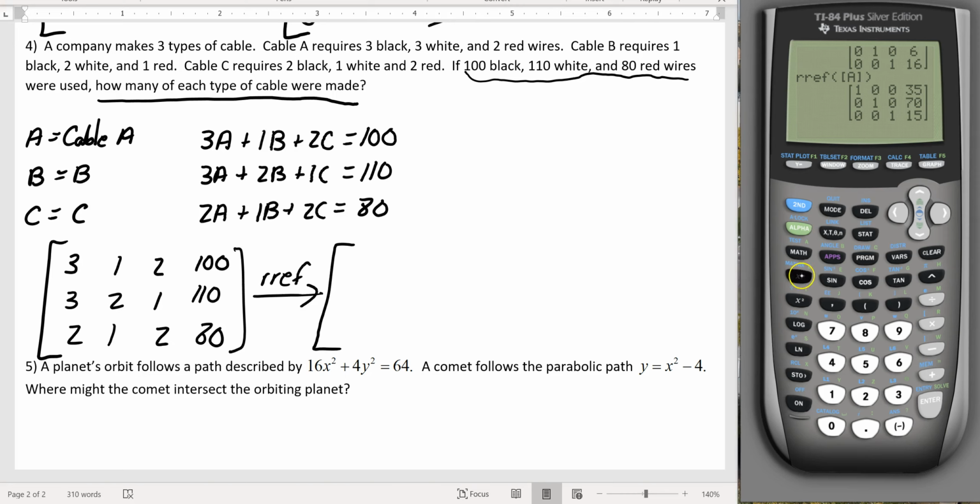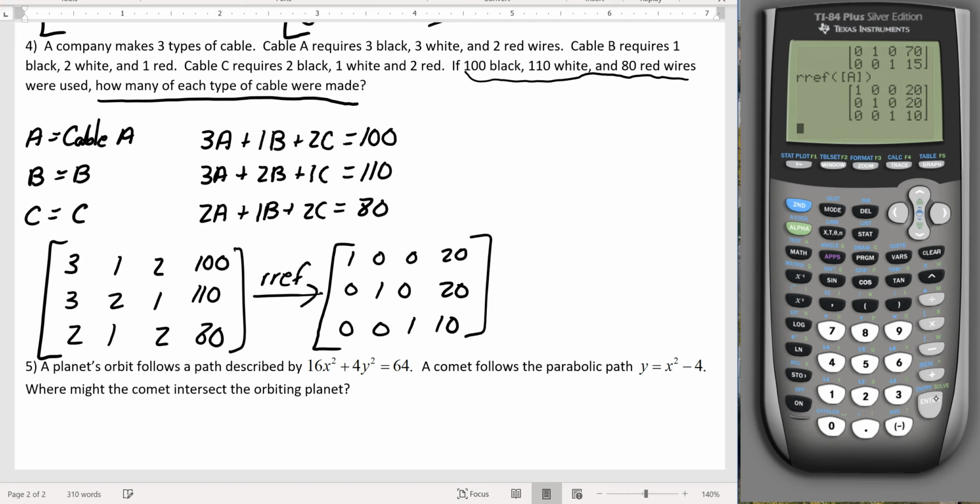So let's go ahead and second matrix, go over to edit, this is 3 by 4: 3, 1, 2, 100, 3, 2, 1, 110, 2, 1, 2, 80. Second quit, and let's RREF. So we got 1, 0, 0, 20, 0, 1, 0, 20, and 0, 0, 1, 10.